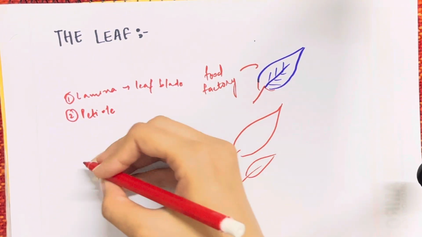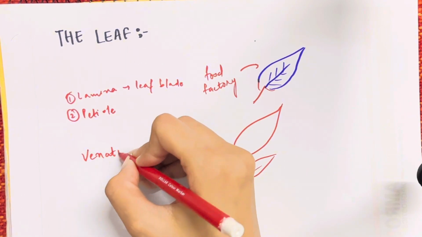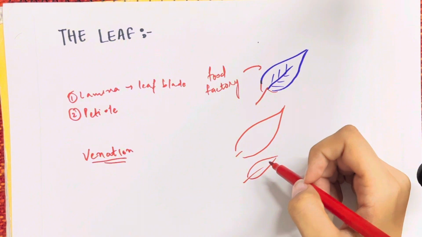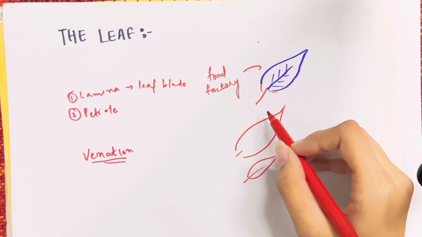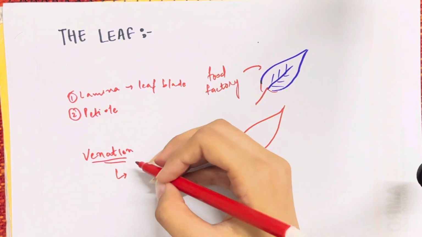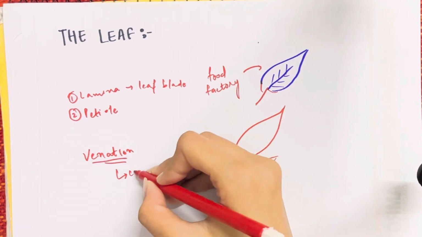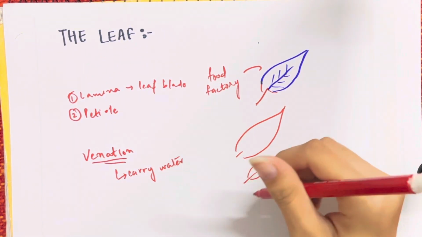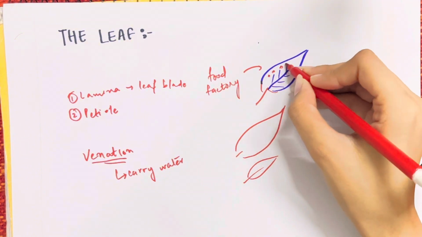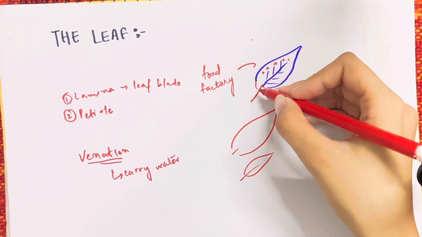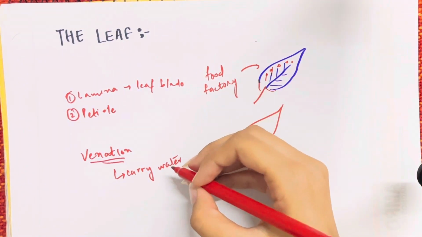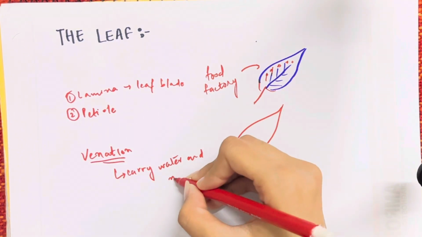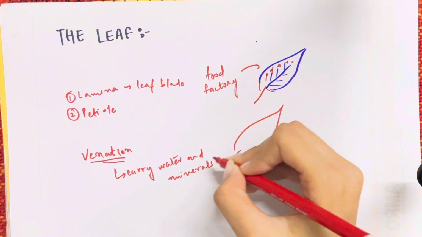Okay, let's talk about the venation. Venation means the presence of veins in the leaf. What is the purpose of the veins present in the leaves? They carry water and minerals to the cells in the lamella. Inside the lamella, there are a certain number of cells, and the water provided to those cells is through the veins. So they carry water and minerals to these cells in the lamella.